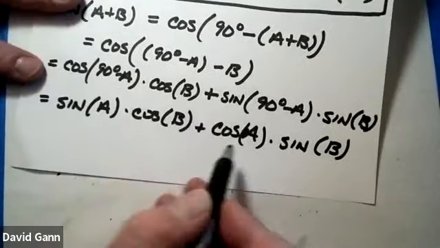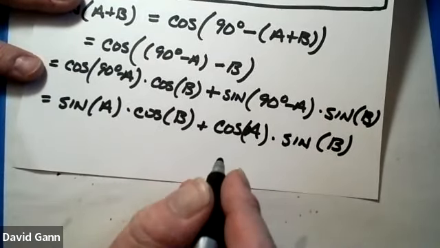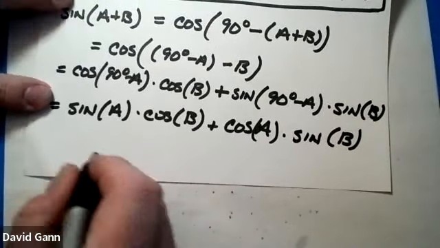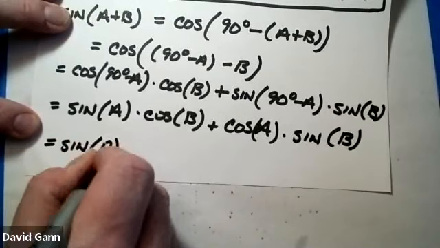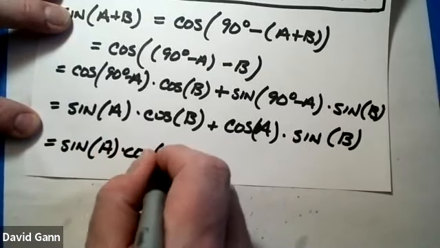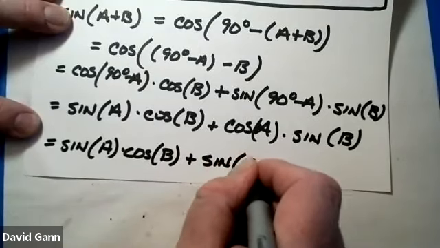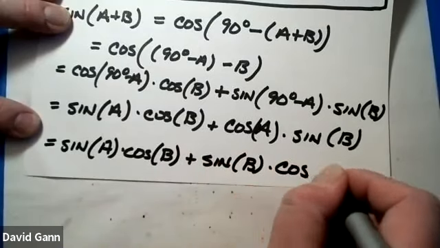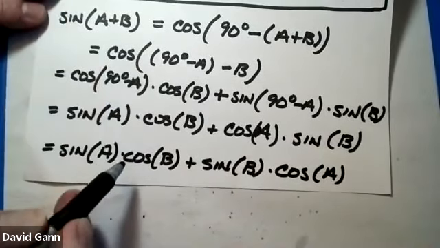Anyways, when I'm writing this, that form is not the most natural for me. So what I will do is simply write it the way I remember it, which is sine of A times cosine of B plus sine of B times cosine of A. And that is the result for sine of A plus B. Okay?